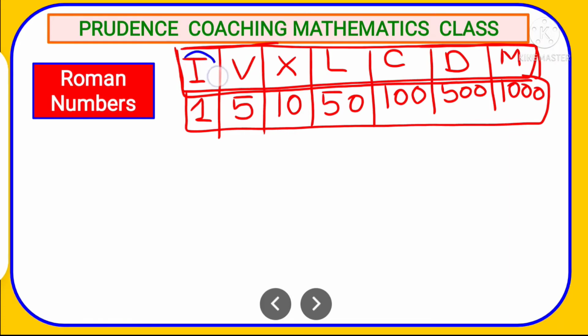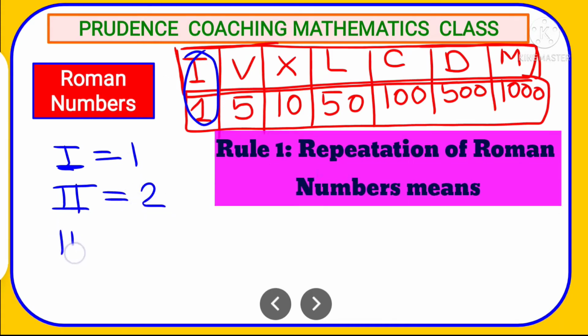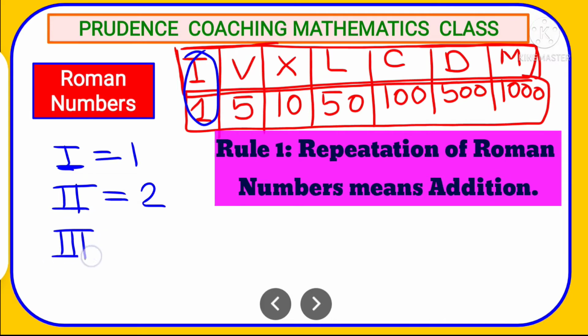Students, we will start from 1. So here 1 is written like this. So this is 1 in Roman number. How are you going to write 2? So 1 time I means 1. So 2 times I will write like this. That will represent 2. Now, if we write 3 I's, this will represent 3.